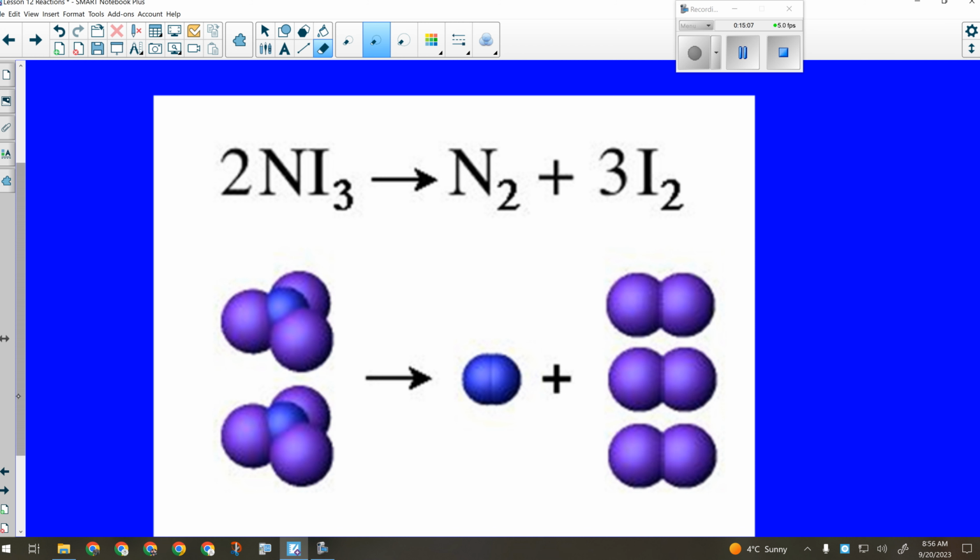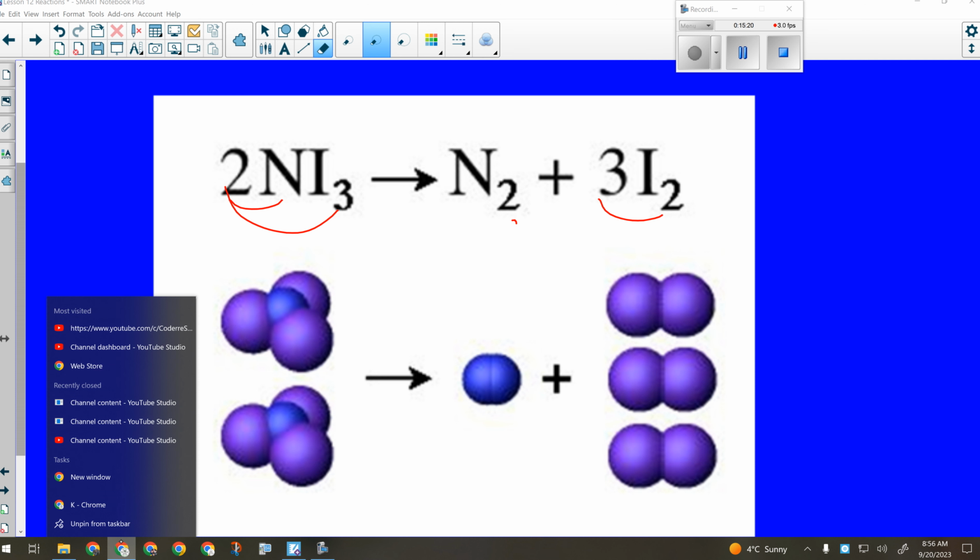Is it also balanced? So 2 times 1 is 2, 2. 2 times 3 is 6, 3 times 2 is 6. Yep, we've got the same number of everything on both sides. I am going to show you how you balance a reaction later on today. Right now I'm just showing you how to check that one is balanced.